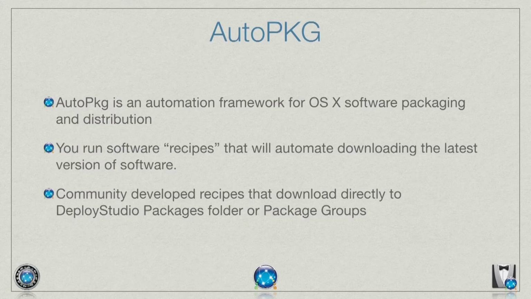So AutoPKG, I want to touch on very quickly. I'm not going to go too in-depth into it, but it's an automation framework for software packaging and distribution. You run software recipes that automate the downloading of the latest version of software. There are community-developed recipes that download this latest version of the software directly to the DeployStudio packages folder or your package groups. Without getting too in-depth into AutoPKG, you have the ability to make a recipe override. And in that override, you can specify the exact path you want it to go to.